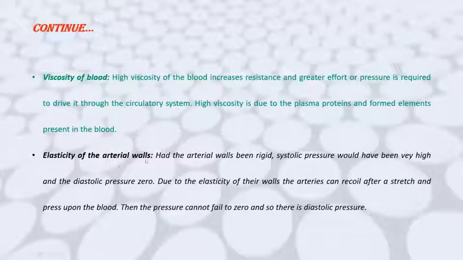Next is elasticity of the arterial walls. If these arterial walls were rigid, the systolic pressure would have been very high. That is the pressure during contraction time, and the diastolic pressure would be 0. So due to the elasticity of the wall, the arterioles can recoil after a stretch. The nature of the artery is elastic, so it will recoil after a stretch, and that will cause some pressure upon that blood. So the pressure cannot fall to 0, and so there will be a diastolic pressure.